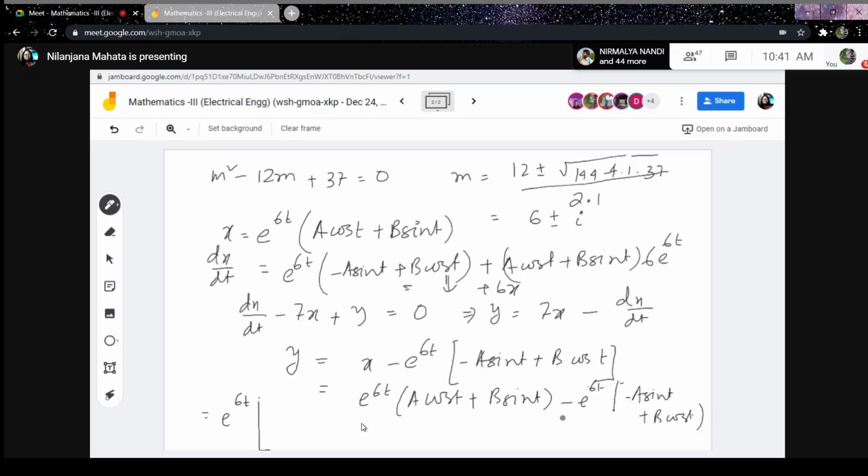Cos t is a minus b cos t, and this will be a plus b sin t. So you can put this as c1, and you can put this as c2. So your y is given by this, your x is given by this. So you got the solution.